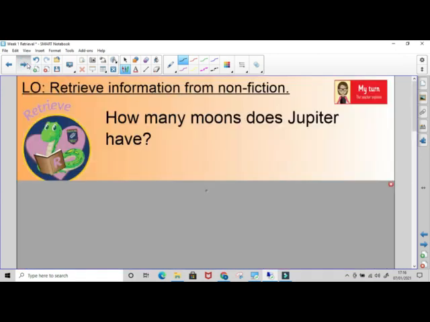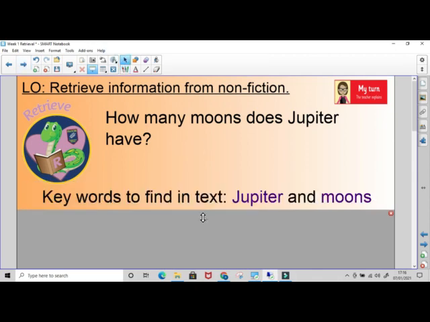Okay, now let's get on to the retrieval properly. So here's an example of a retrieval question. How many moons does Jupiter have? So before I jump into trying to find that information, there's some clues in the question straight away to help us with our retrieval. So keywords.